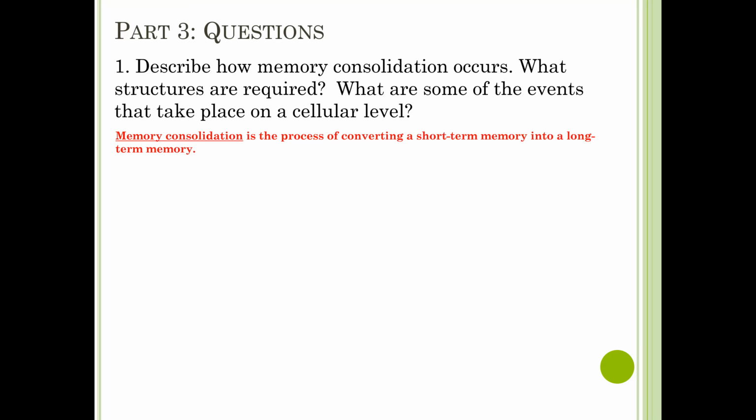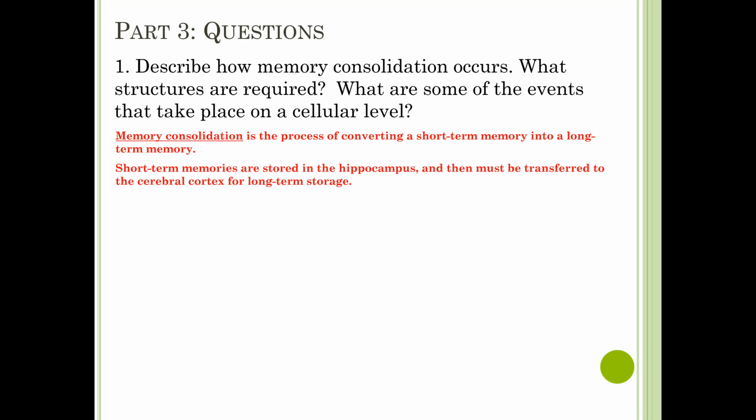So remember that memory consolidation is the process of converting a short-term memory into a long-term memory. Short-term memories are stored in the hippocampus, and then they must be transferred to the cerebral cortex in order to have them in your long-term storage.